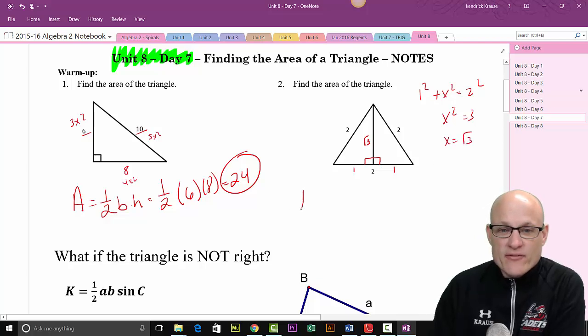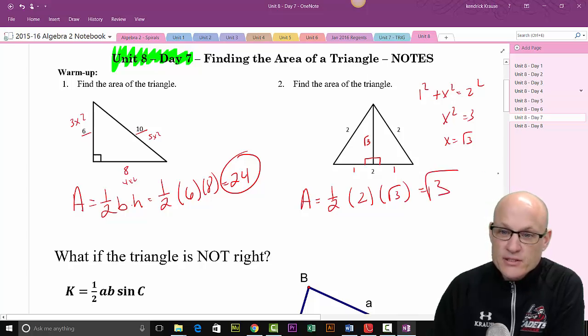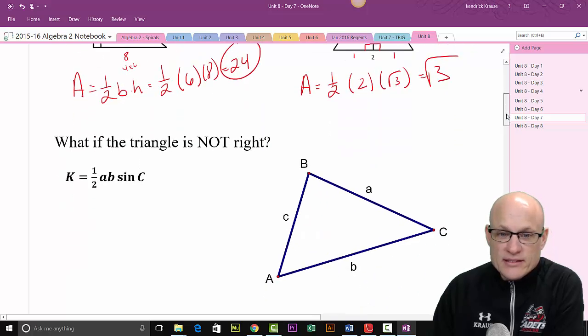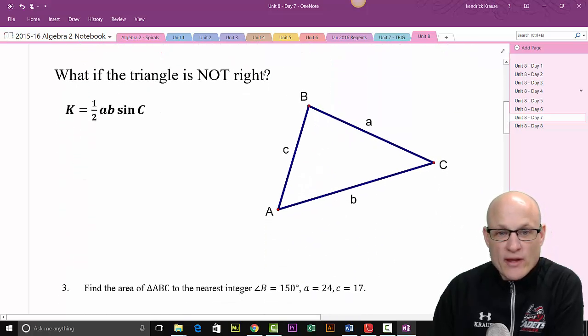So to find the area of this triangle, we're going to do the same thing. We're going to do 1/2 times the base, which is 2, times the height, which is radical 3, and we just get radical 3. That's great until we get to a triangle that's not right.